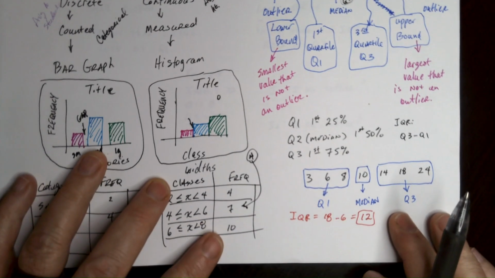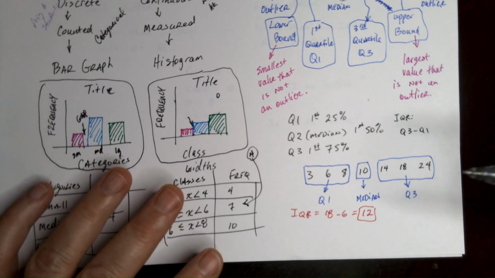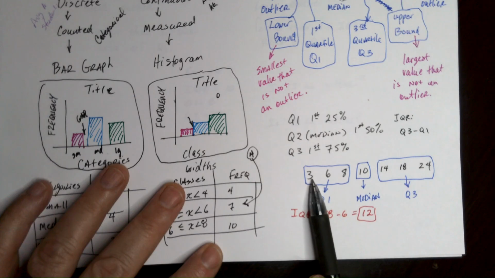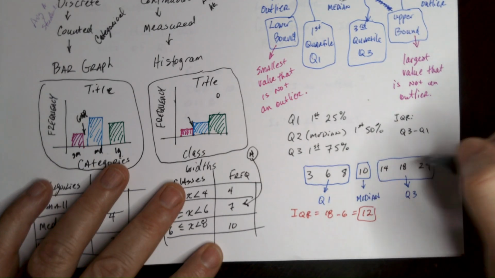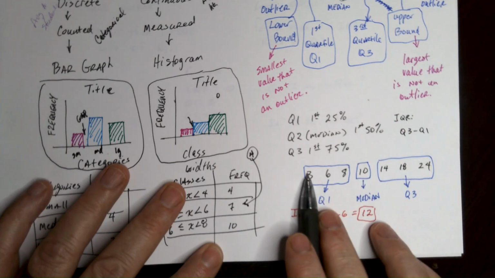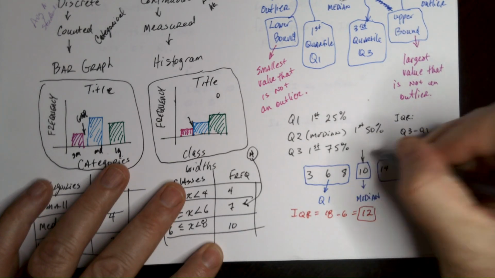All right, so let's talk about quartiles, median, and interquartile range. So if I've got this data set 3, 6, 8, 10, 14, 18, 24, the median is the physical middle. You see how if I split it in half, I've got 3 on the left, 3 on the right. That is the physical middle.